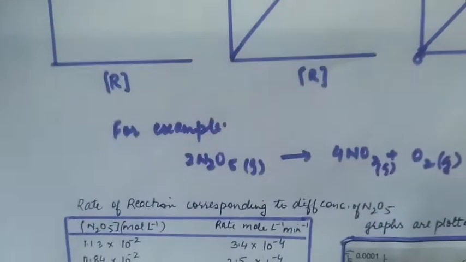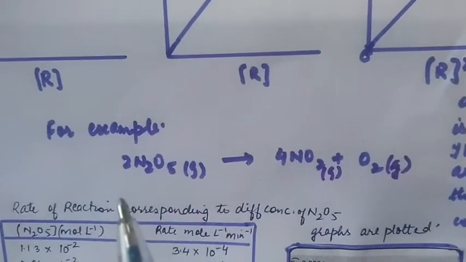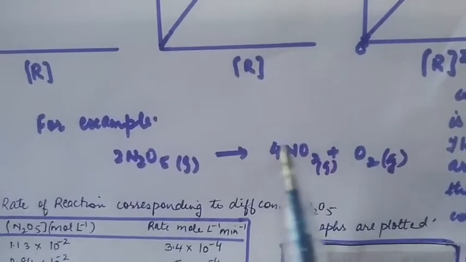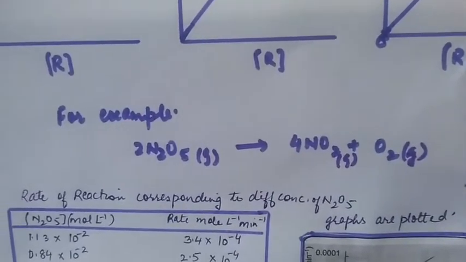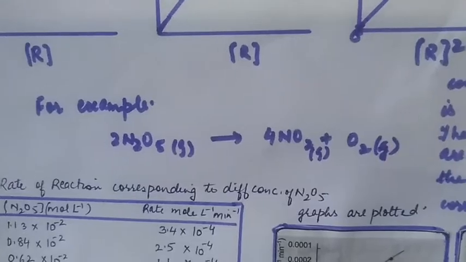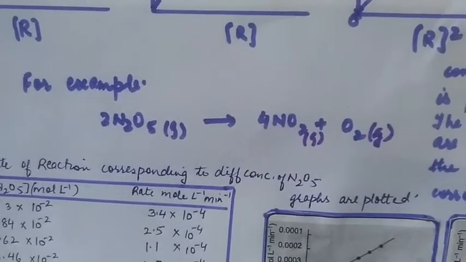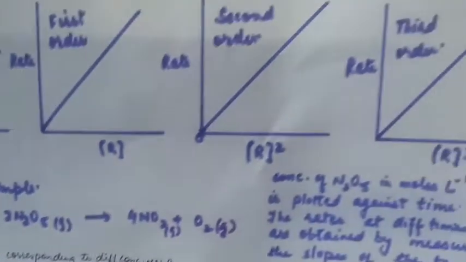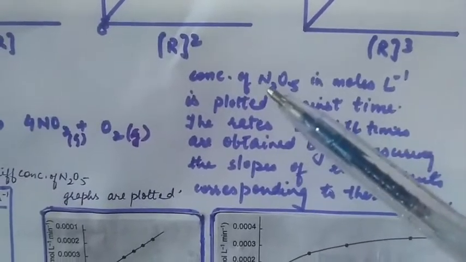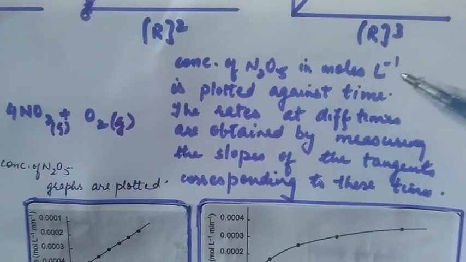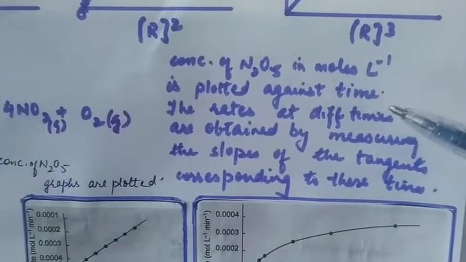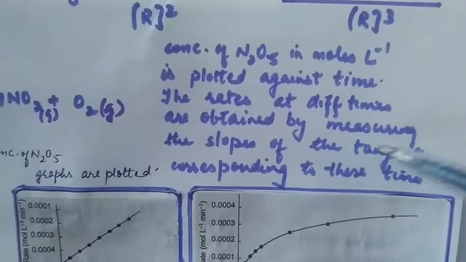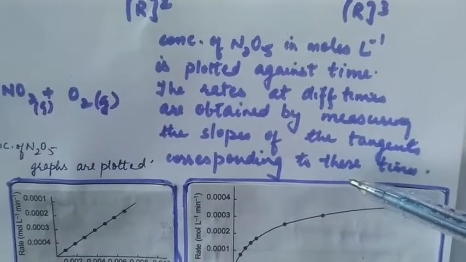For example, if the reaction is 2N2O5 gives 4NO2 plus O2, all the reactants and products are in gaseous state, so you can easily measure the pressure of these gaseous substances, and then you can later convert this pressure into concentration. Now this concentration, when it is available in moles per liter, is plotted against time. The rate at different times is obtained by measuring the slope of the tangent corresponding to these times.